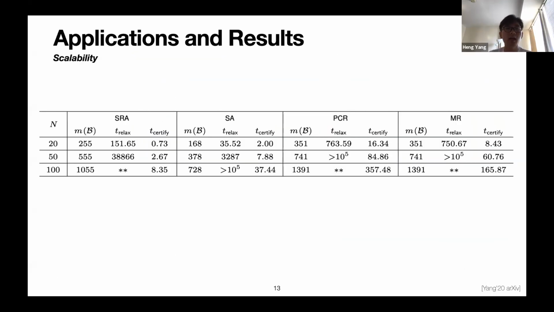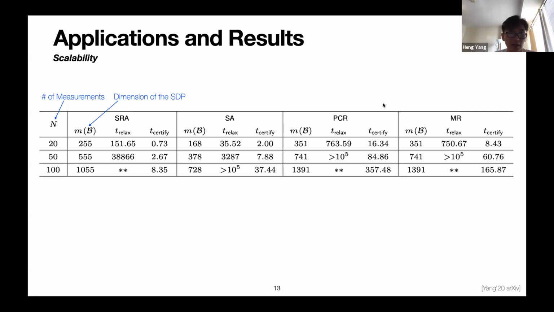And lastly, I want to show the scalability of convex relaxations. Usually people will say that convex relaxations involve solving a large-scale SDP, and it will not be scalable to real-size problems. But here I'm showing that this statement is partially true.